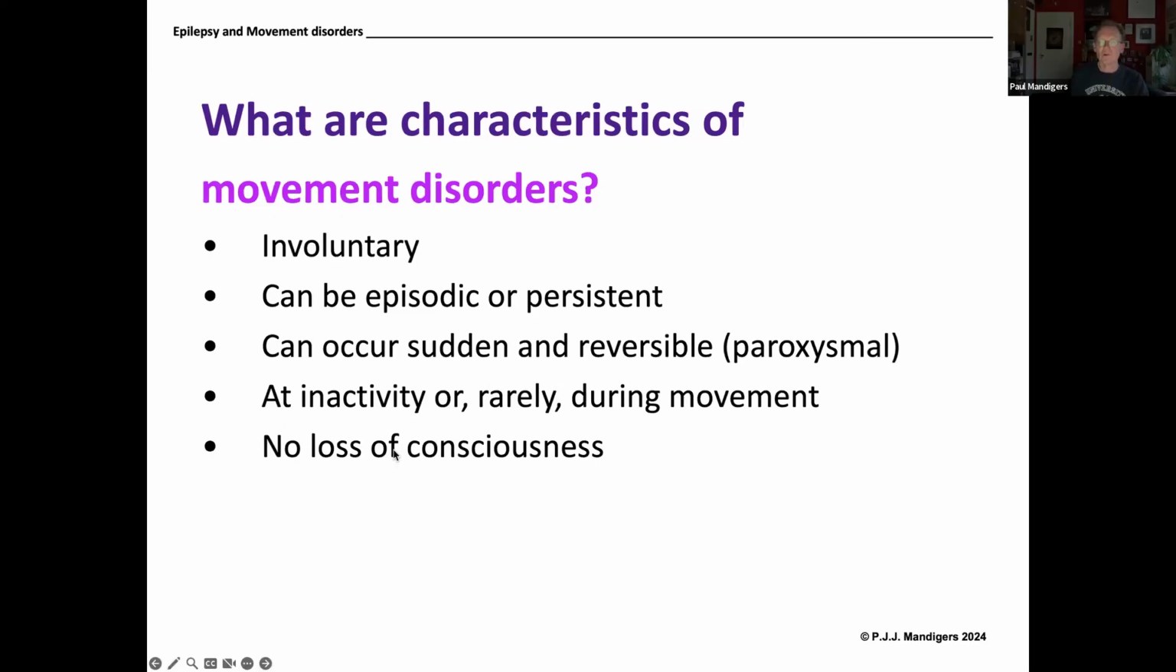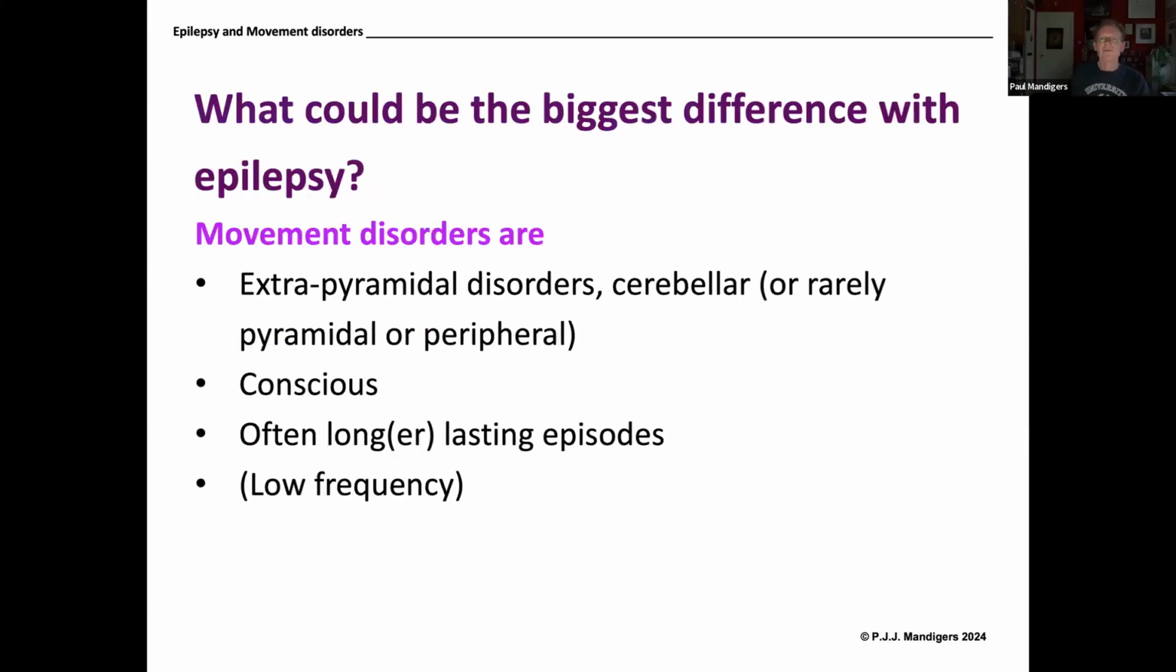But a very important hallmark is that there is no loss of consciousness. And that's a big difference with, for instance, a generalized tonic-clonic seizure, because then there is loss of consciousness. Now, another thing, if we are talking about the difference with epilepsy, I already said it, they are extrapyramidal, cerebellar, or, and that's the cramps, etc., peripheral. We are conscious, and a lot of movement disorders last longer than, for instance, epilepsy. And that's again a big difference because in epilepsy, there is a pre-ictal phase. You can see that something is going on.